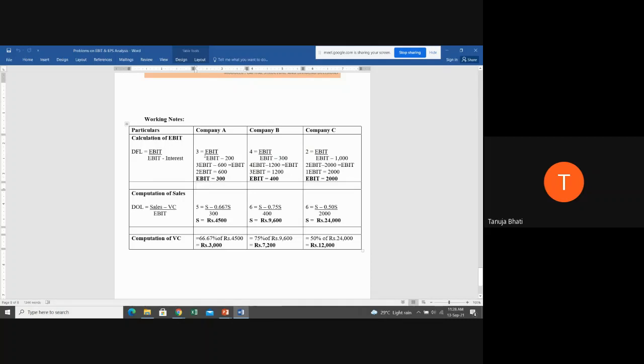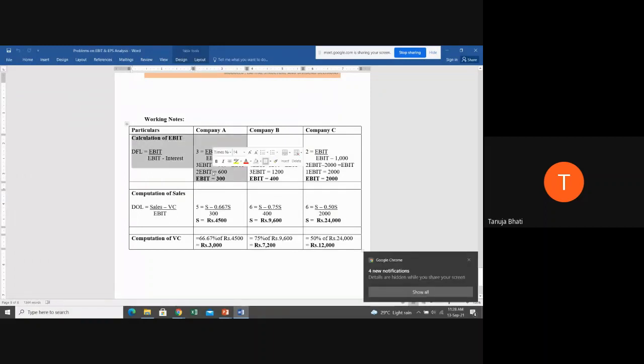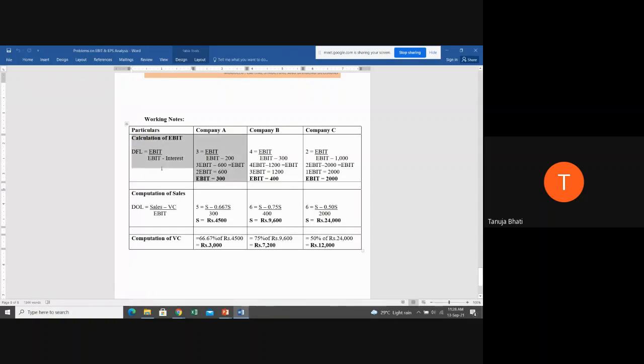So on the same lines, you have to solve it for company B and company C. You have to find out the EBIT first. Is this particular solving clear to everyone? First of all, you'll tell me this. See students, degree of financial leverage, what is the formula? EBIT divided by EBT. How do we calculate EBT? EBIT minus interest. Whatever information was given in the problem, 3 and interest expense 200, we simply solved this particular formula. We got EBIT as 300.